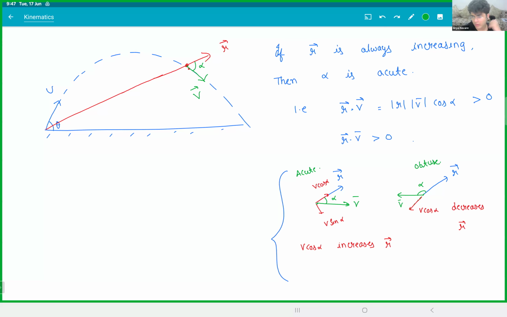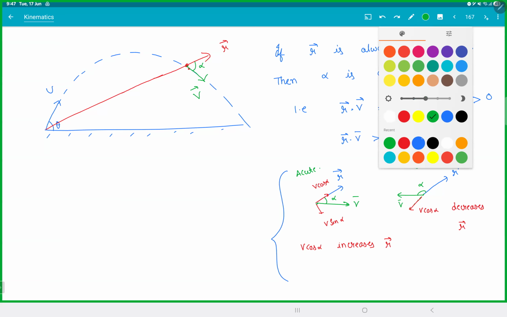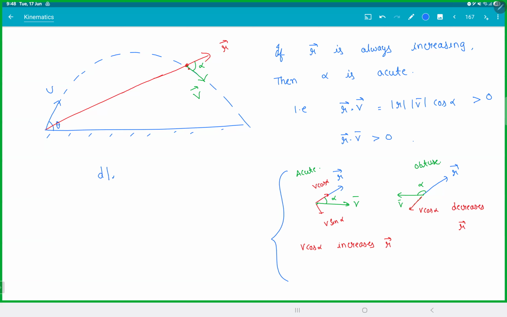So can we solve this using d mod r by dt? You can do that too, that is also correct. Or you can also argue with the statement that d mod r by dt is greater than 0. That is also true. This is an alternate, but the same thing will come. That approach involves a little differentiation. Since mod r bar is always increasing, the change in r bar should always be positive. Yeah, you can do that also. You can take mod r bar and differentiate and say it is always greater than 0. Works.